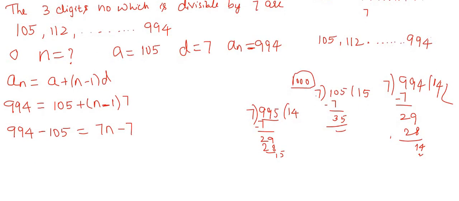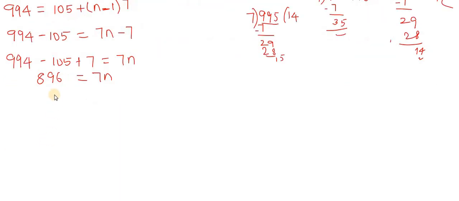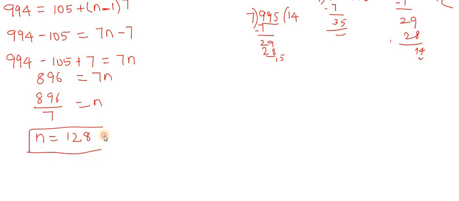Now simplify it further. 994 minus 105 plus 7 is equal to 7N. Simplifying this, we get 896 equals 7N. So 896 divided by 7 is equal to N. Therefore N is equal to 128. If we divide 896 by 7, we get 128.